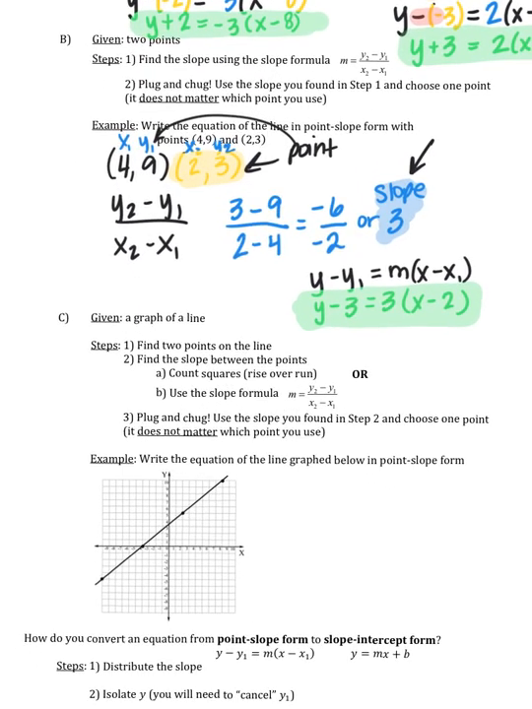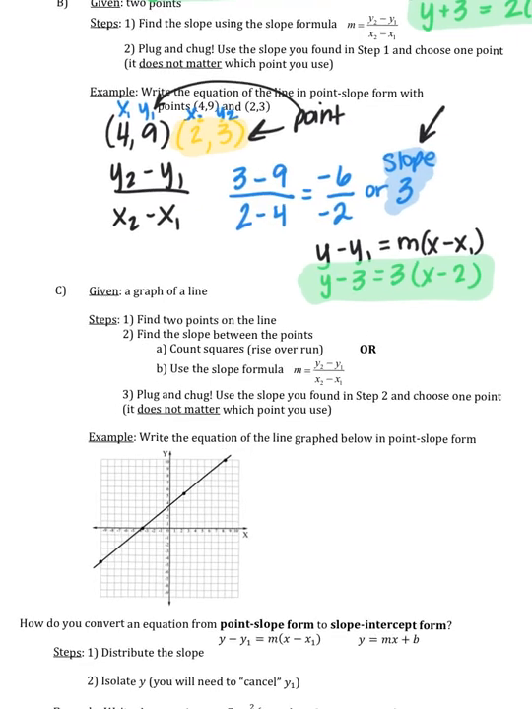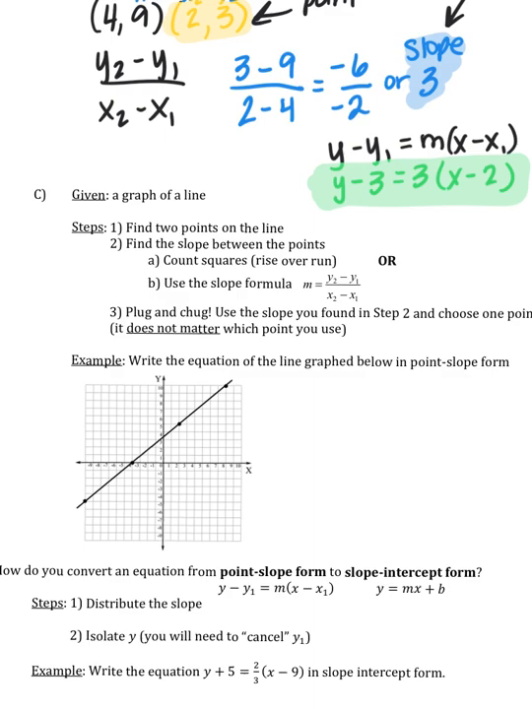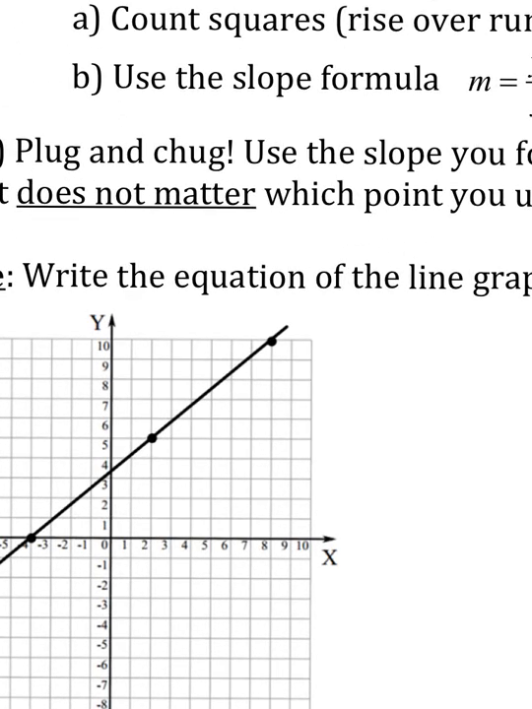Now, let's say that we're just given a graph. All right? We can look at this graph and we can, let's see, find the slope. So let's label the points here. I'm going to do it in red so we can see it. So this point here is 2, 5, and this one is 8, 10.